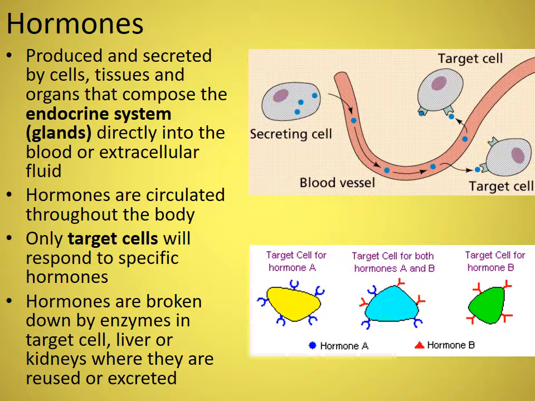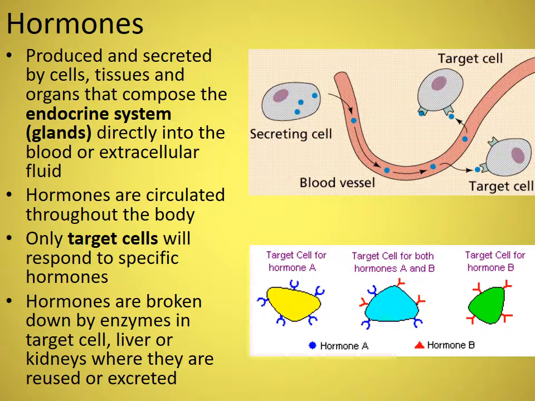What are hormones? We will talk about two different types of hormones, but more importantly, hormones are produced and secreted by different types of cells and tissues, but most importantly, the endocrine system, so endocrine glands. These hormones are circulated throughout the body. Only target cells will respond to a specific hormone.